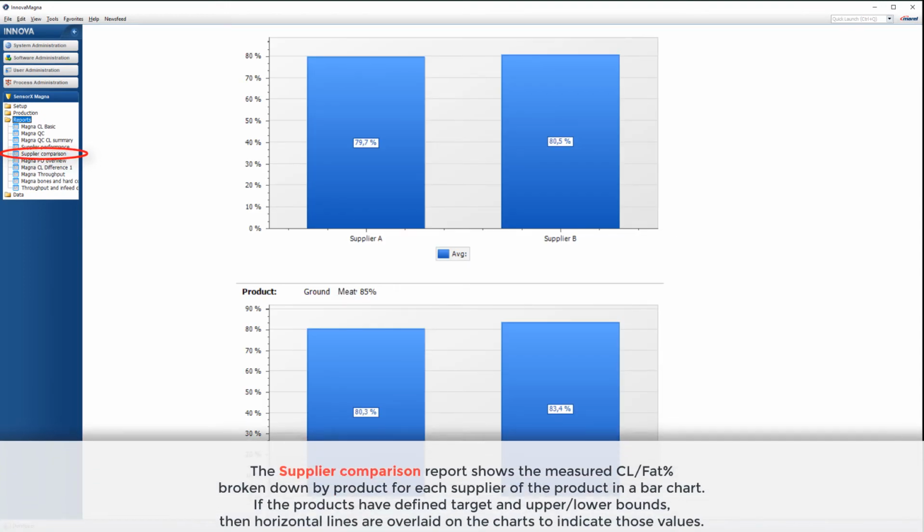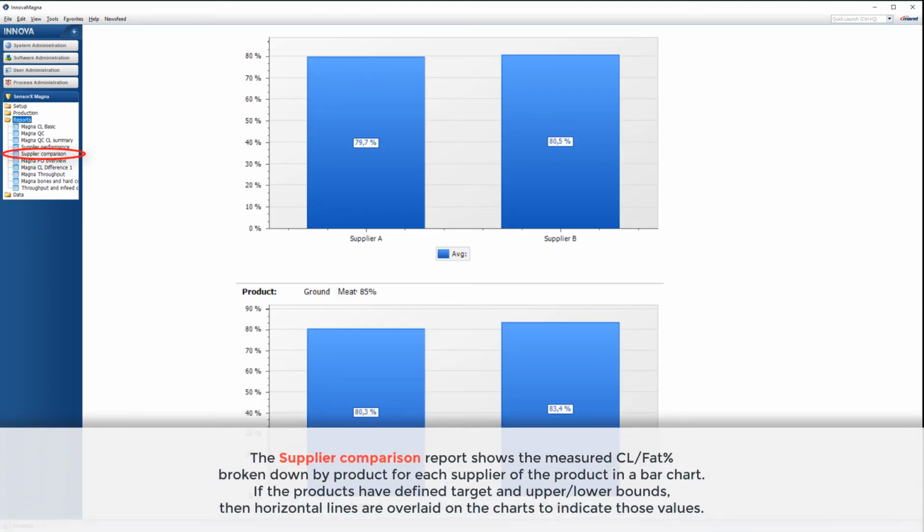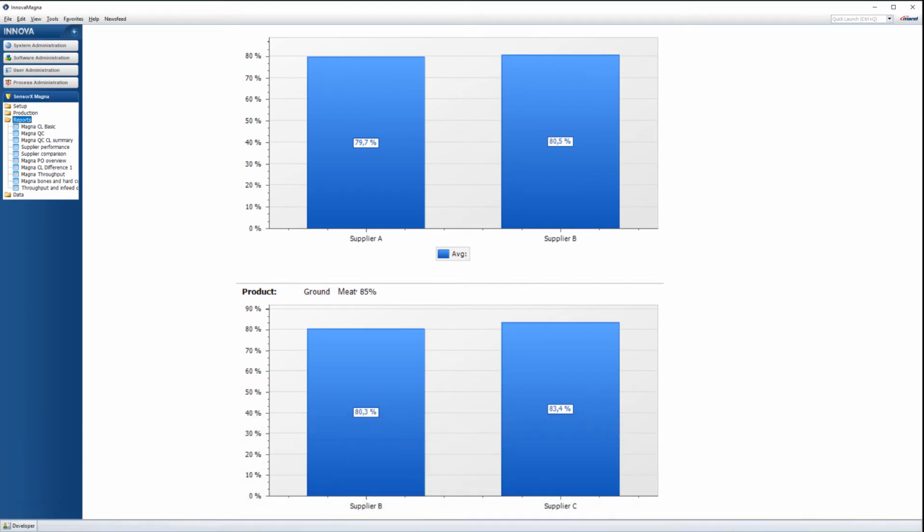The Supplier Comparison Report shows the measured CL versus fat percentage broken down by product for each supplier of the product in a bar chart. If the products have defined target and upper-lower bounds, then horizontal lines are overlaid on the charts to indicate those values.